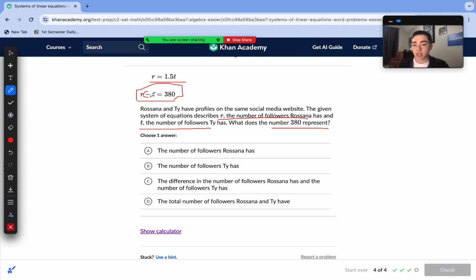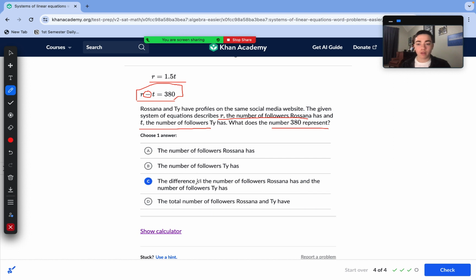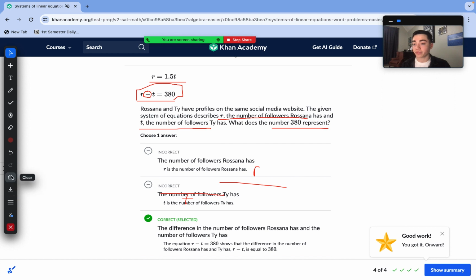And then subtraction, we should know this. Keyword for subtraction is difference. And the only answer choice that involves anything with subtraction is actually answer choice C. And once we look at it more, we can see how obvious it is. The difference in the number of followers Rosanna has and number of followers Ty has. Number of followers Rosanna has is represented by the variable R. Number of followers Ty has is represented by the variable T. And the difference between those, it just means we're doing R minus T. So that's what 380 means. The correct answer is C.